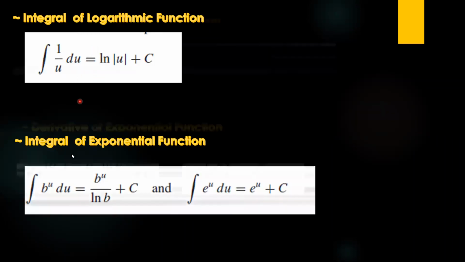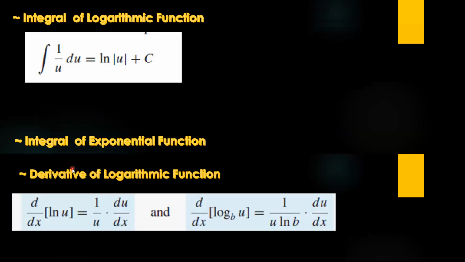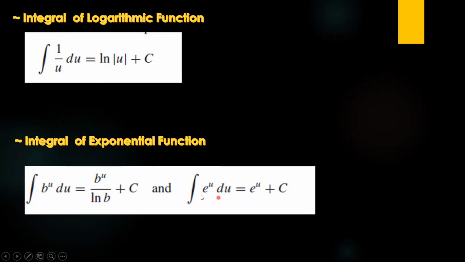And from here, since the derivation of b to the power u is b to the power u ln b, the integration of b to the power u will be b to the power u over ln b. And the integration of e to the power u will be e to the power u plus c. So after we revise the derivation and the integral for logarithmic and exponential function, let's have some examples.